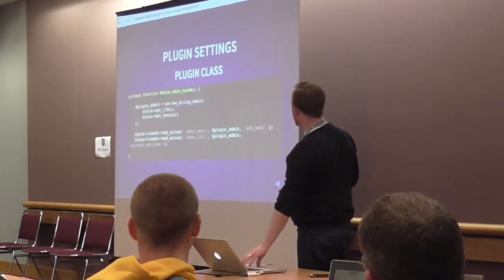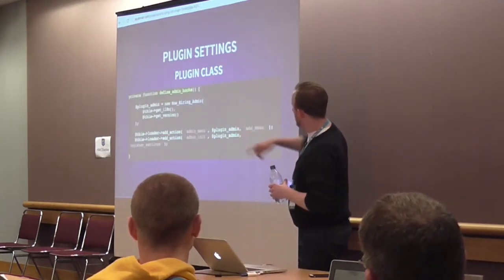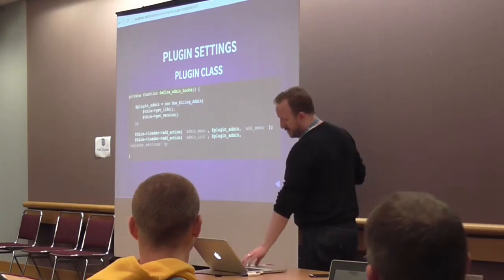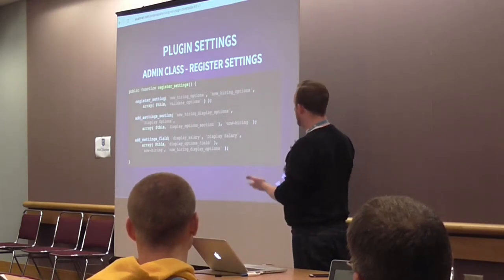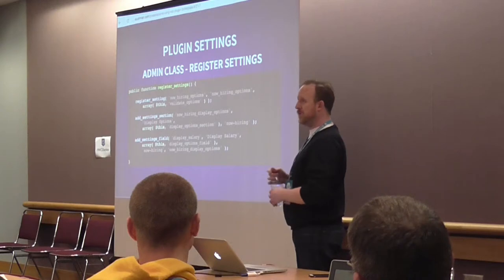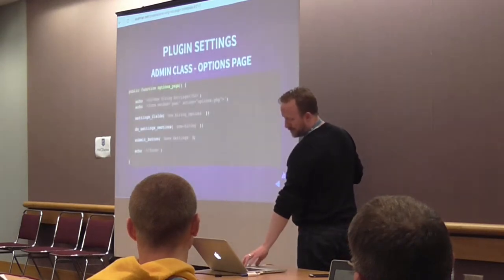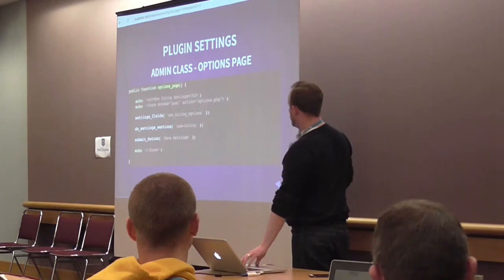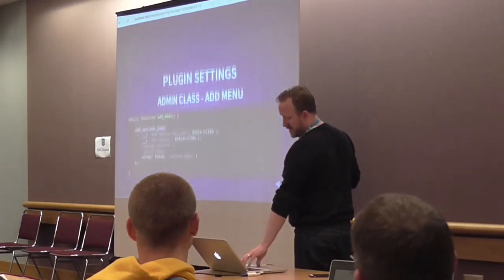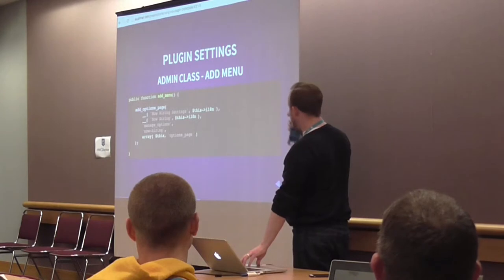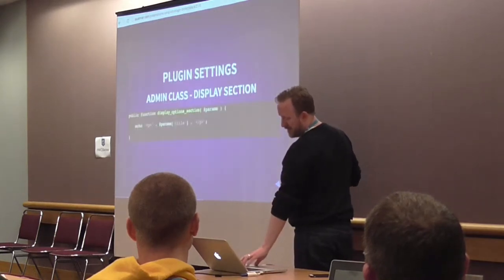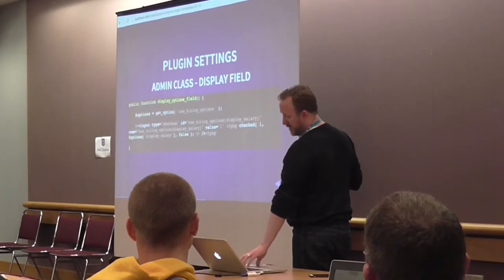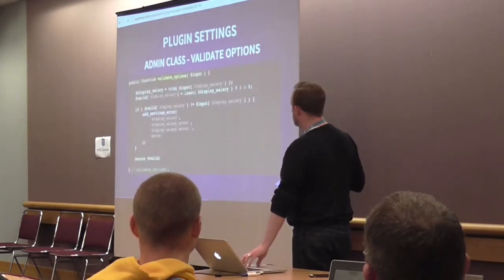Plugin settings require a little bit more. We're setting the add menu and then register settings. So obviously with register settings, we register the setting, we put together a section, and then I just put in one field. You can do more than one field. When we do the options page, we get standard stuff. We're not using anything crazy here. Then we add the menu, which references all the same stuff within that same class. You notice we're sending an array to this options page. And then we display the section, we display the field, and we validate.